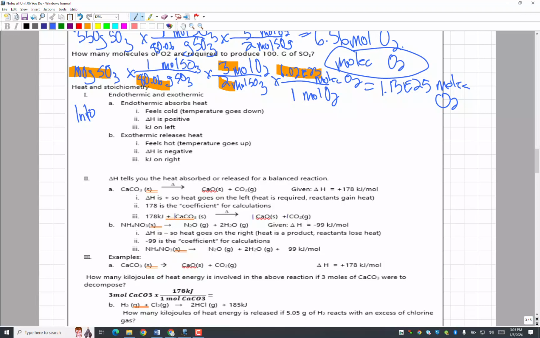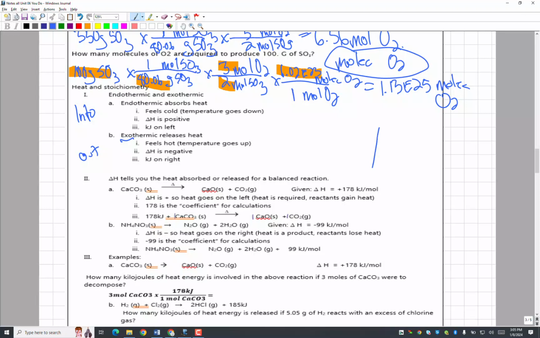So endothermic means heat is going into the reactants, or absorbing the reactants. It feels cold, the temperature goes down. Delta H is positive, and kilojoules will be on the left. Exothermic will release heat. Exo means exit, out. Feels hot, delta H is negative, and kilojoules are on the right.